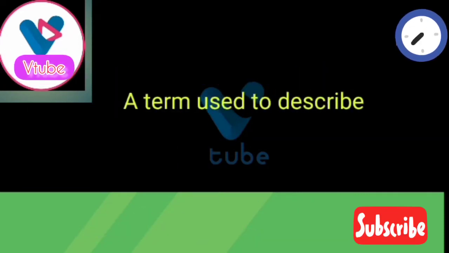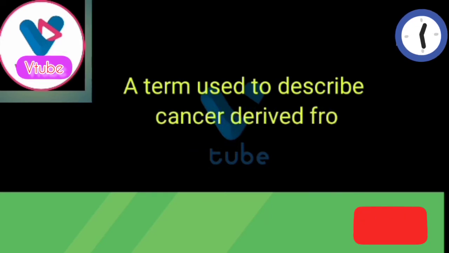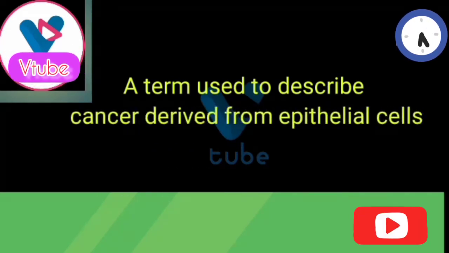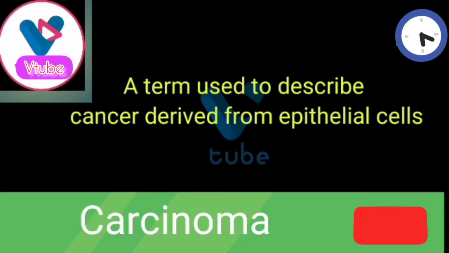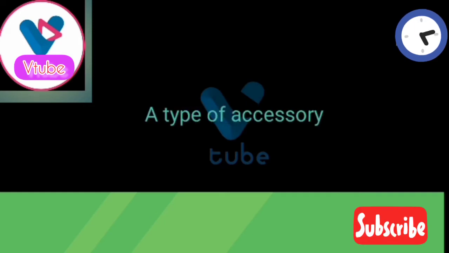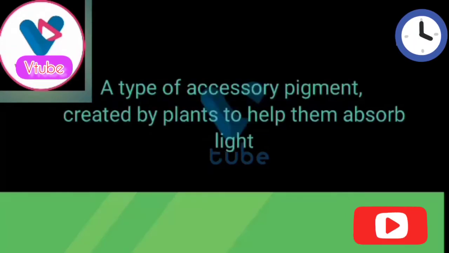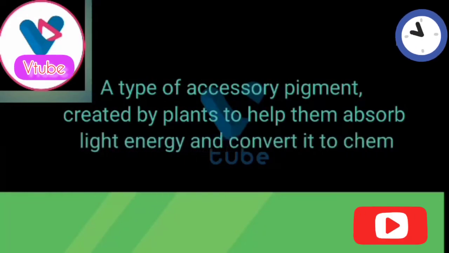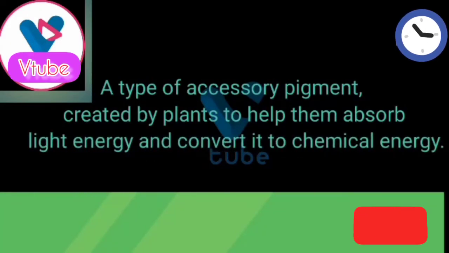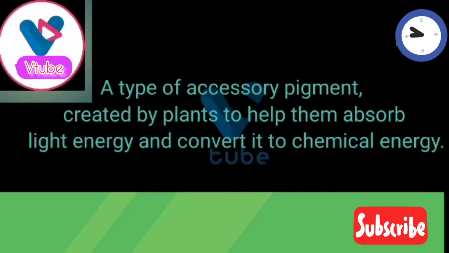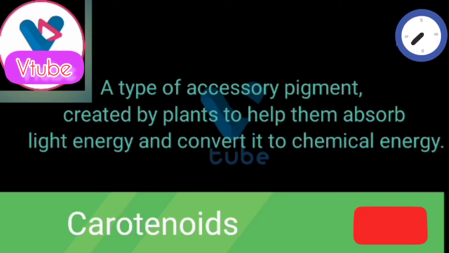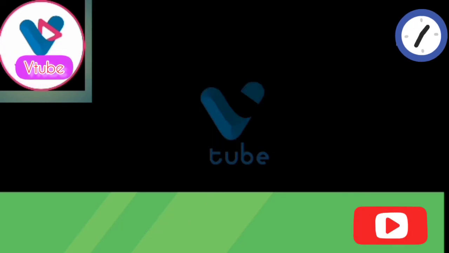A term used to describe cancer derived from epithelial cells is called carcinoma. A type of accessory pigment created by plants to help them absorb light energy and convert it to chemical energy is called carotenoids.